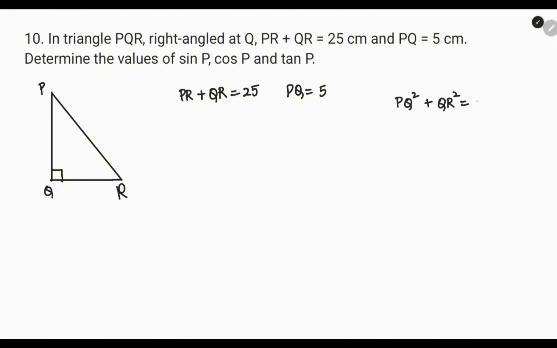So PQ square plus QR square is equal to PR square. So 10th class students, when you are solving a problem, just remember you have to write the problem clearly. Okay. So PQ square plus QR square is PR square. PQ square is PR square minus QR square.